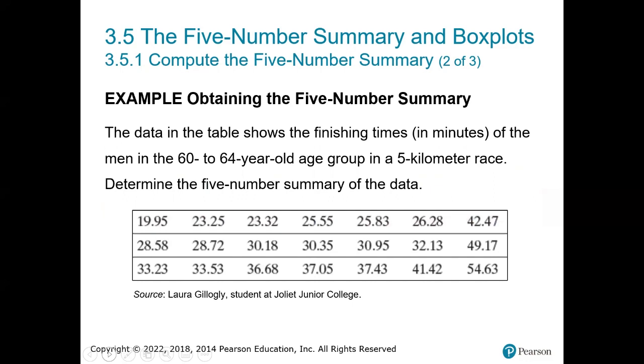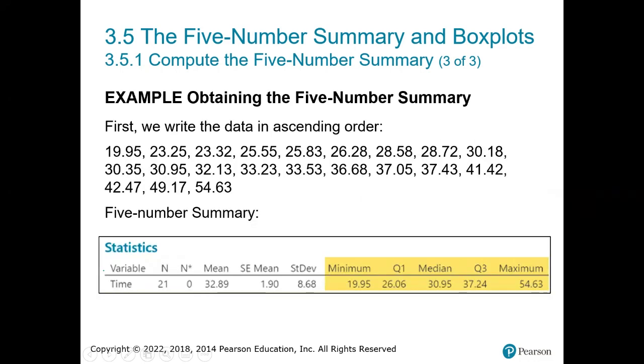All right, so the data in the table below shows the finishing time in minutes of the men in a 60 to 64-year-old age group in a 5K race. Determine the 5-number summary of the data. Before I can do anything, we would either have to arrange the data in order, or I could go and type all of this into StatCrunch. This is the data in ascending order.